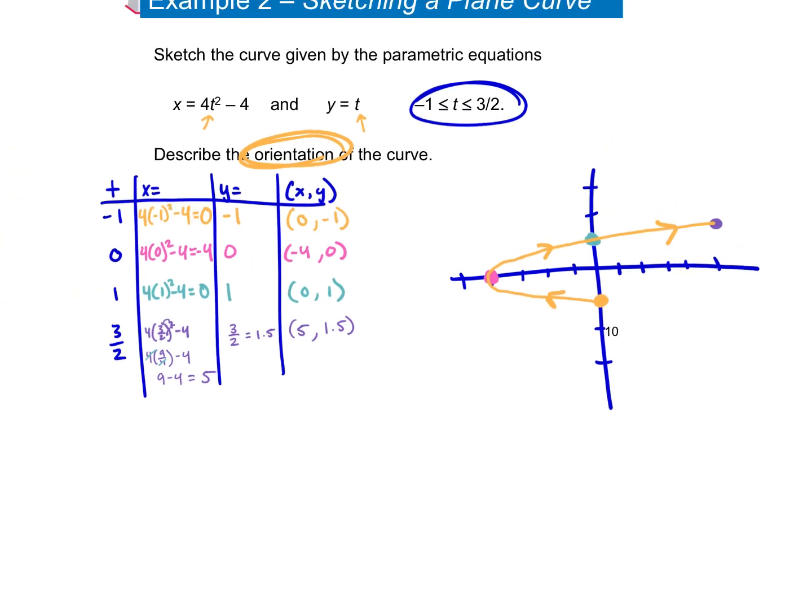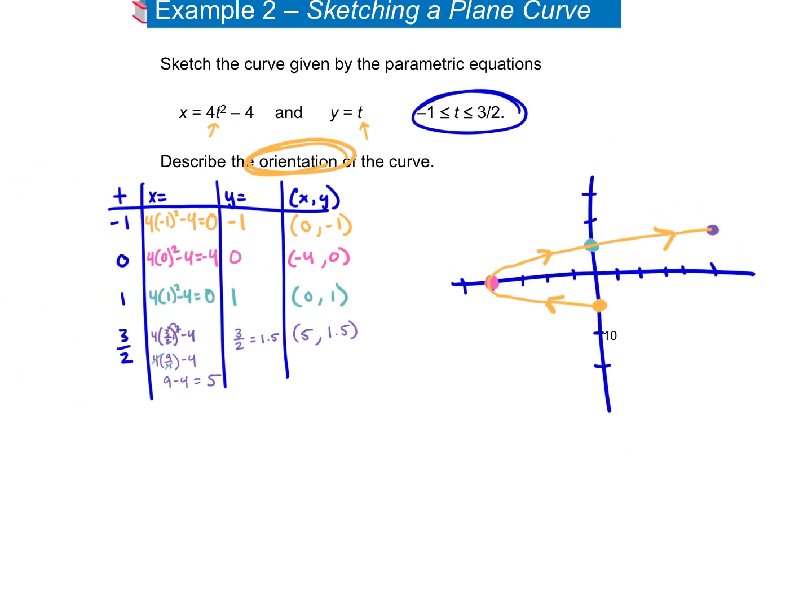So super important for your WebAssign that you show your work. I got to see this table. If you do not include the table and you just pick your answer, you're not going to get any credit for the homework. I need to see your work.